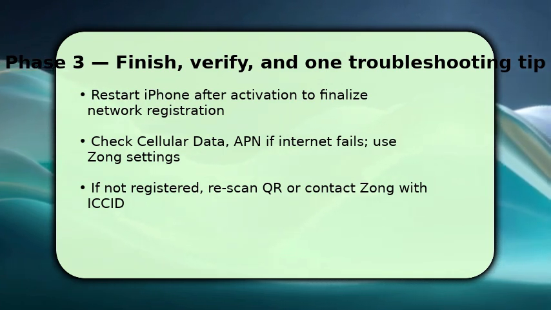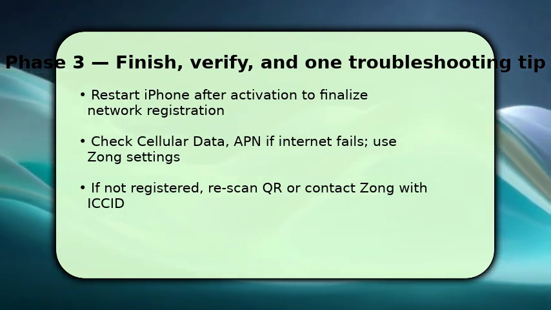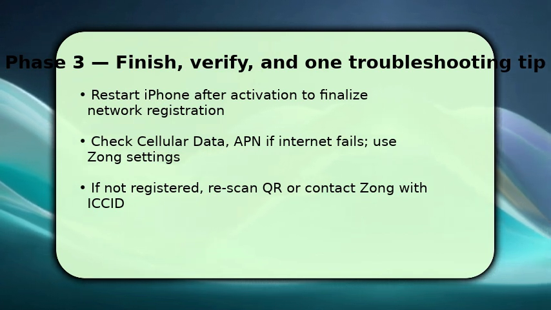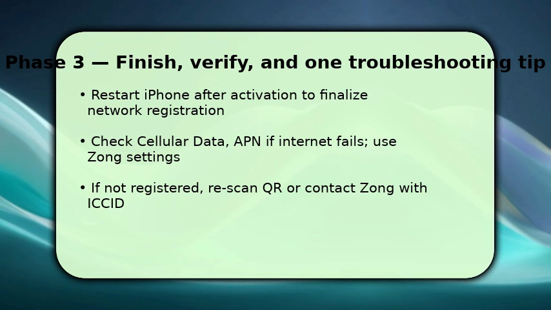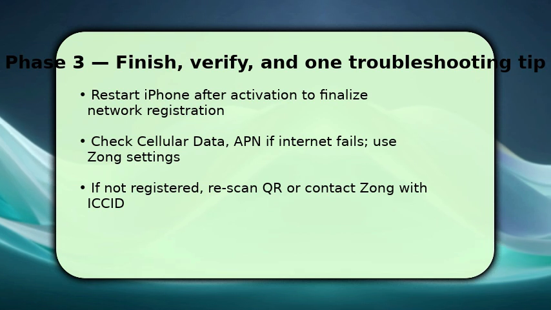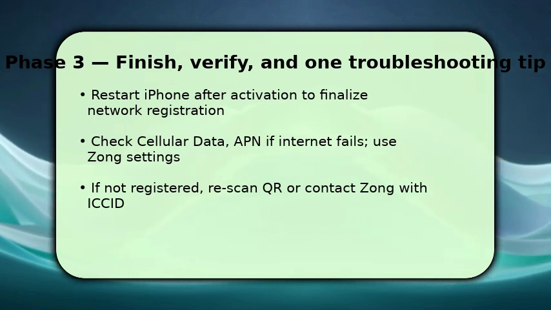If calls or data still fail, re-scan the QR or re-enter the activation details, and keep your eSIM details handy when contacting Zong. One key troubleshooting tip: toggle airplane mode on then off to prompt immediate re-registration.